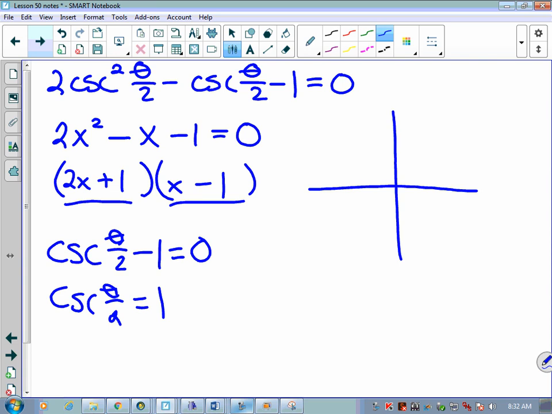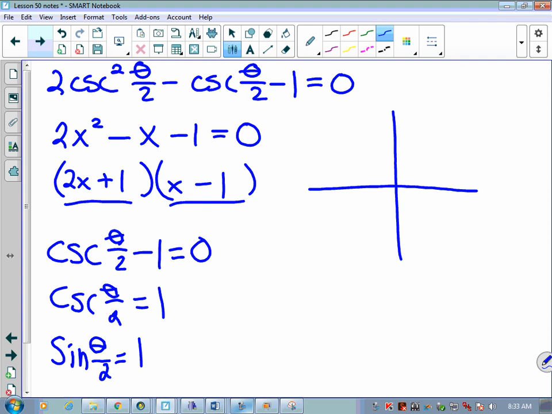Okay, now here's the nice thing about this one: remember that cosecant is the reciprocal of sine, right? Because 1 is 1 over 1, I can change this to sine theta over 2 equals 1. Because it's the reciprocal, it's still 1, right? The reciprocal of 1 over 1 is still 1 over 1. So we can change that to sine theta over 2 equals 1, or 1 over 1.